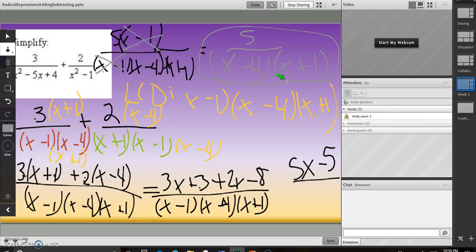So that's what I was trying to get at a couple slides earlier, is that sometimes your top will factor and you'll be able to cancel something, but don't multiply that bottom out.